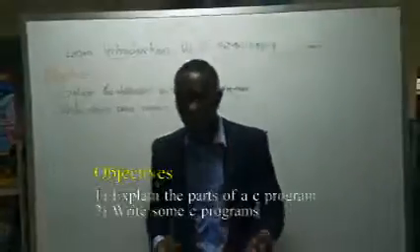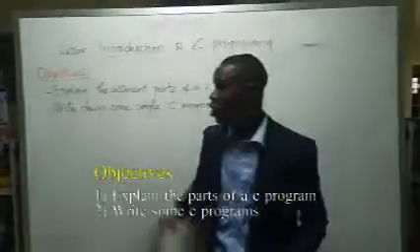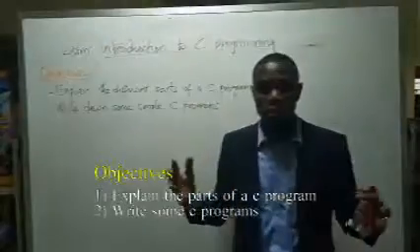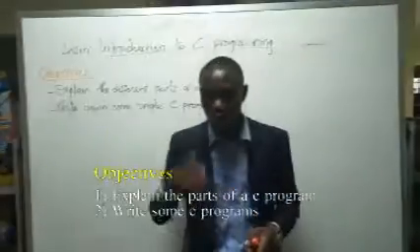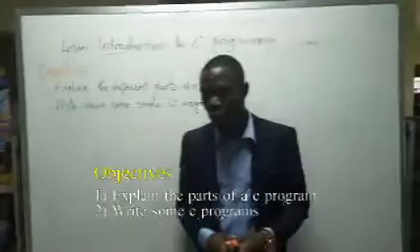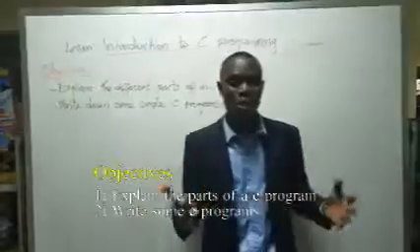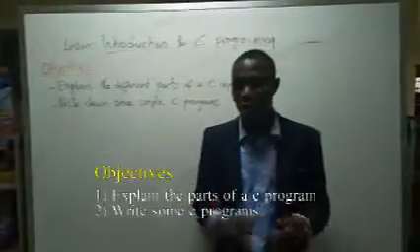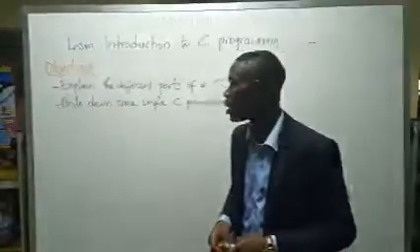So the objectives of our lesson today will be to be able to explain the different parts of a basic C program, the different components of a C program, and we should also be able at the end of this lesson to write some simple C programs in our source code editor.